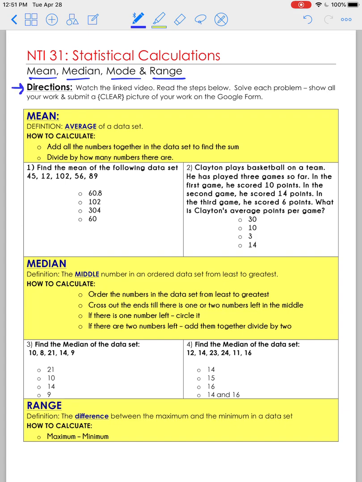Directions are the same as they have been since we started this. Watch this video, read the steps, solve each problem. You got to show all of your work. So everything I show on the screen is what you need to have on your paper when you submit. And then submit a clear picture of your work.